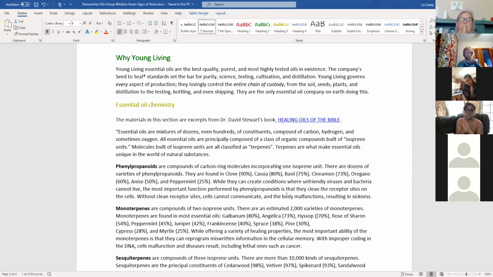One of the oils, clove, oh my gosh, 90% phenylpropanoids contained in that essential oil. They can create conditions where unfriendly viruses and bacteria cannot live. The most important function performed by the phenylpropanoids is that they clean the cell receptor sites on the cells. So cell receptor sites get clogged with petrochemicals. Those come in the form of our food, air, any kind of toxin we come into contact with. Those cell receptor sites get plugged, they get kind of gunked up and they can't function as well. So the phenylpropanoids come along and they clean all that gunk off and they open up those cell receptor sites, like an area where the molecule that can match that cell receptor site will be able to enter that cell and do things inside at the DNA level.